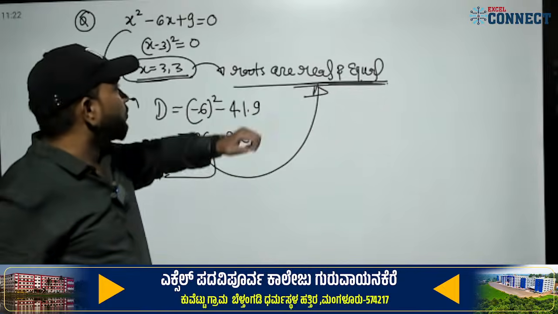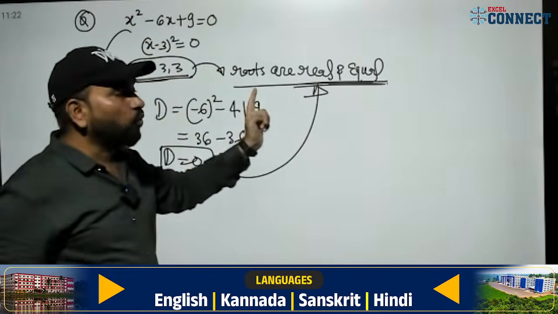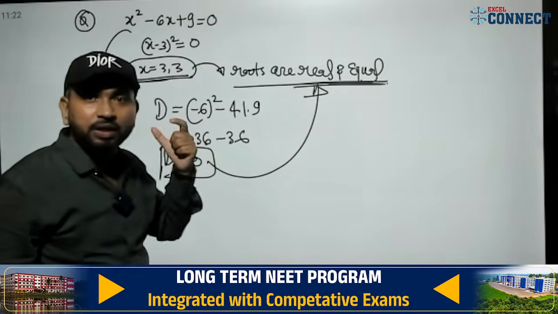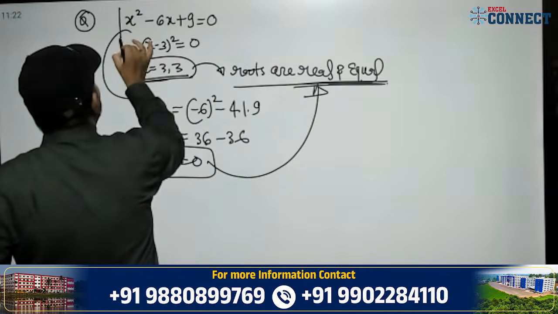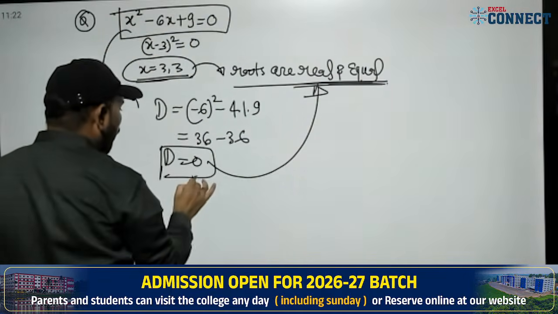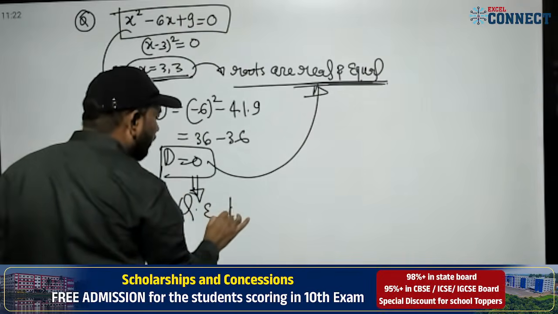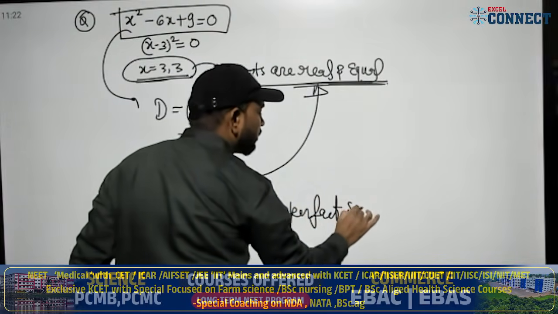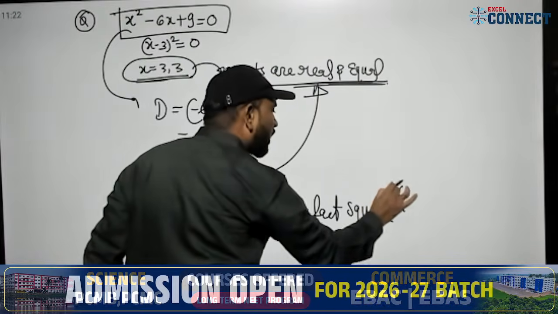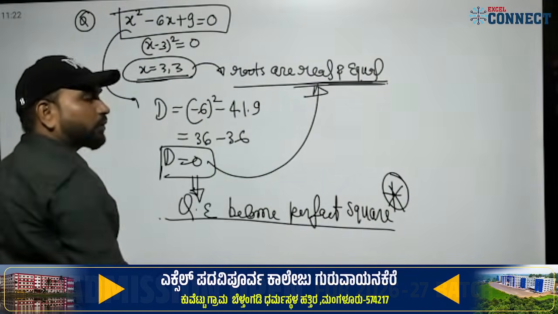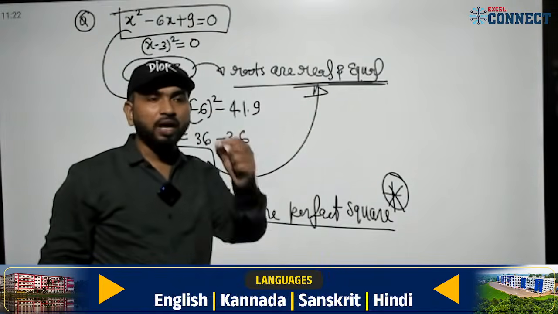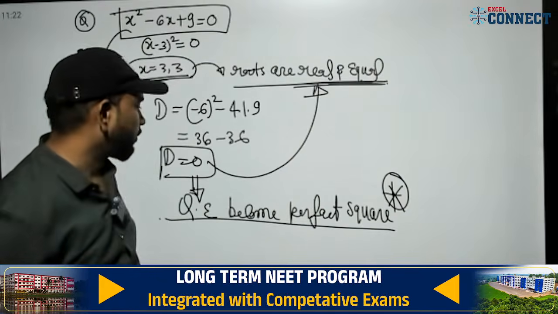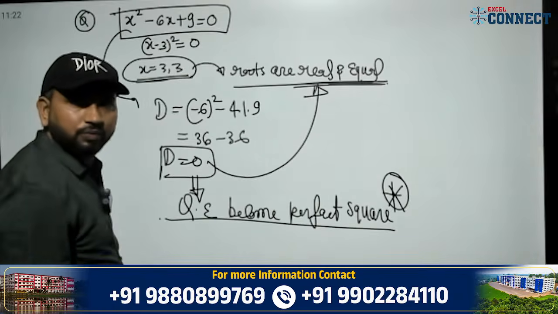Now, what is the conclusion of this? Easy concept: if roots are real and equal, it means capital D is equal to 0. Capital D is equal to 0 means this equation becomes a perfect square. This is important. If roots are equal, it means the quadratic equation becomes a perfect square. So I am giving one question based on this, then you can solve this. Up to here clear? Roots are real, D is equal to 0.